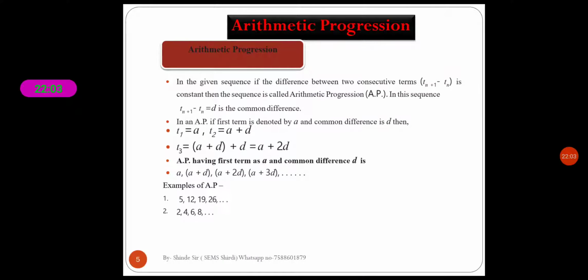Now here the second: 2, 4, 6, 8. Is it an AP? Yes. Why? Because here the common difference D is equal to 2. Here 0, minus 4, minus 8, minus 12 is also an AP. Now we see the examples on AP.